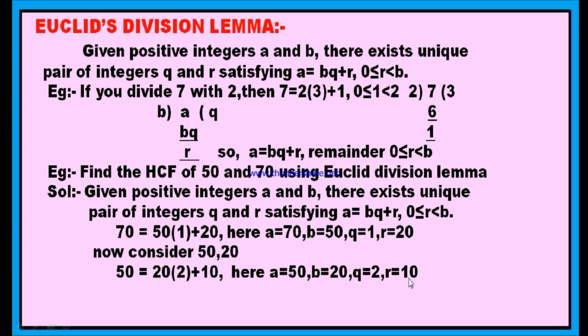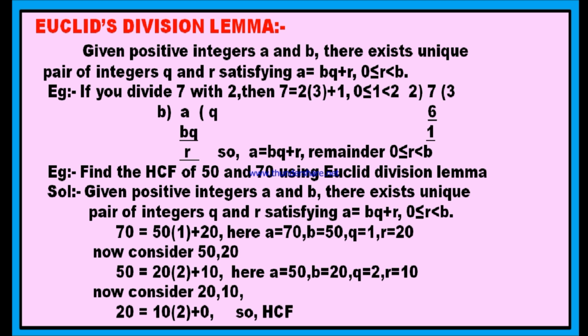Since the remainder is not 0, again you have to go for the next step where you have to consider the b value and the remainder. You have to consider the divisor and the remainder. Divisor is 20 and the remainder is 10. Now consider 20 and 10. Now if you divide 20 with 10, you can write 20 is equal to 2 times of 10 plus 0. Here you get the remainder 0.